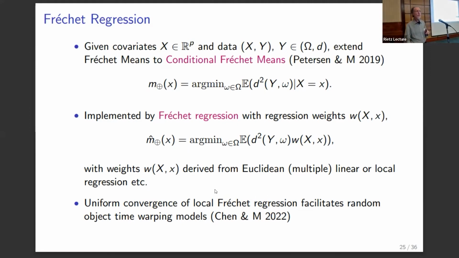So if you have a uniform convergence result, it can be used for time warping, for example, of object valued processes where the time has a random variation. And that does happen. There are relevant examples for this.